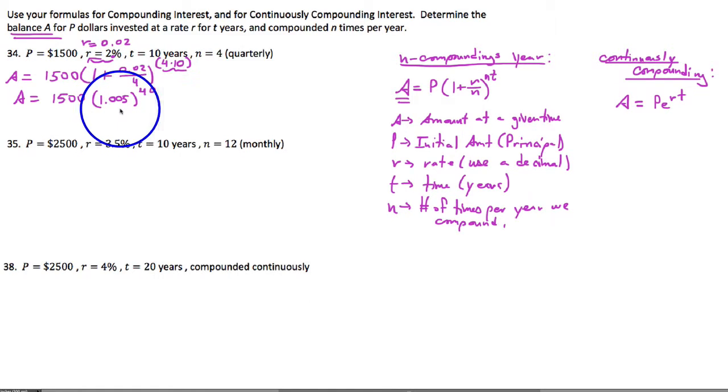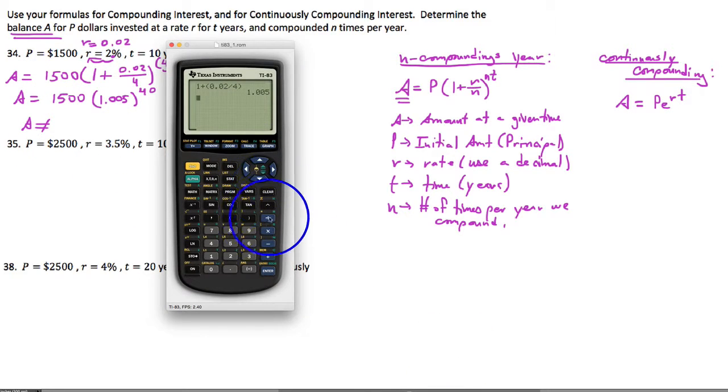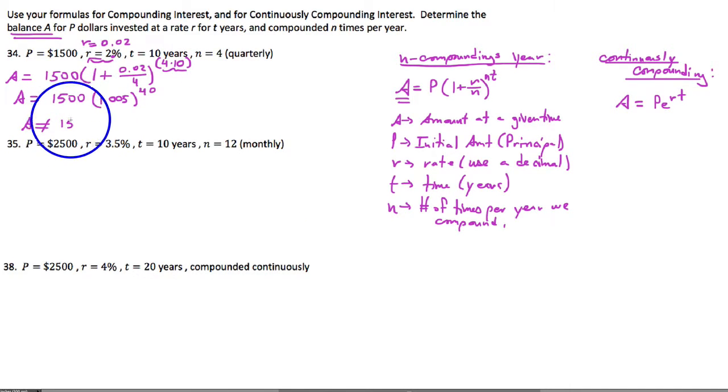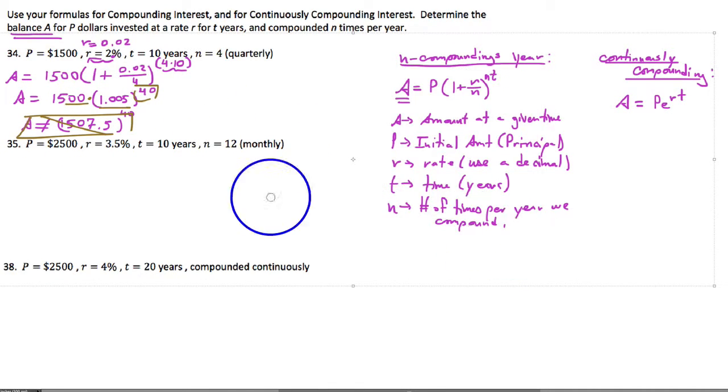Now here's the number one mistake that you can make. A is not equal to, what would I get if I took this times 1,500? 1,507.5. This is not 1,507.5 to the 40. Don't ever do this. You cannot multiply these two things before you do your exponents, because of order of operations. And so this would be bad. Do not do this.